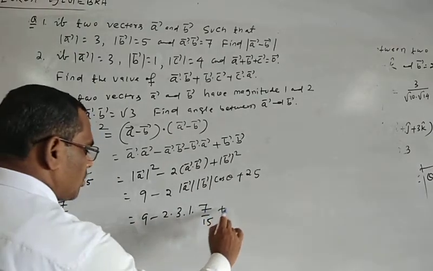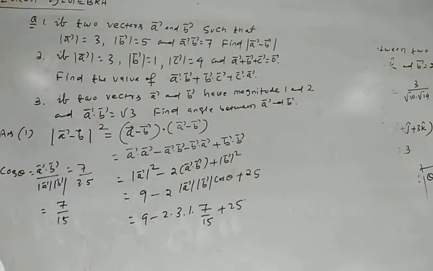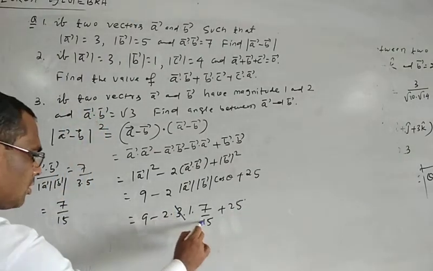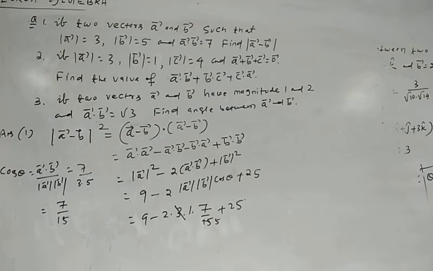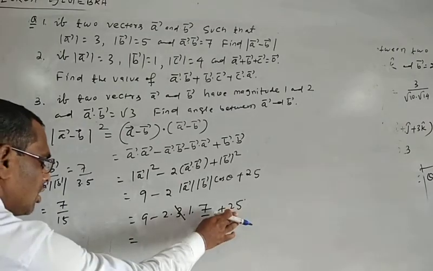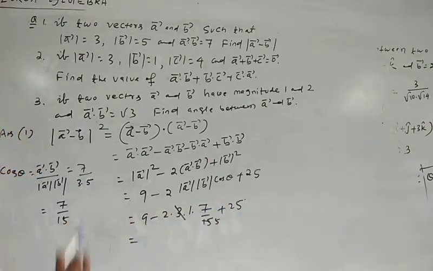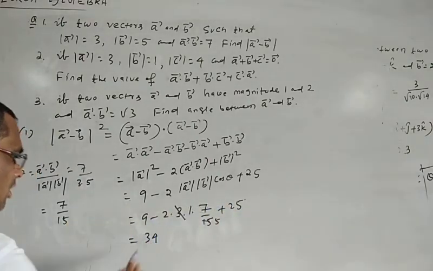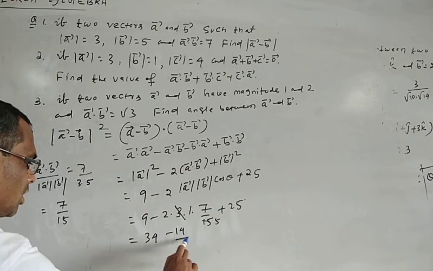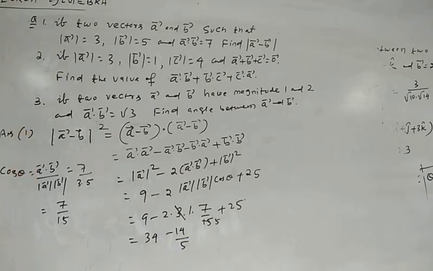15 plus 25. So this is equal to 3 into 5. 3 5 is 15. So this is equal to 29 plus 9, 34. 34 minus 14 by 5, so this is equal to 14 by 5.